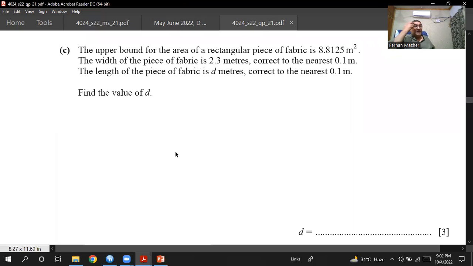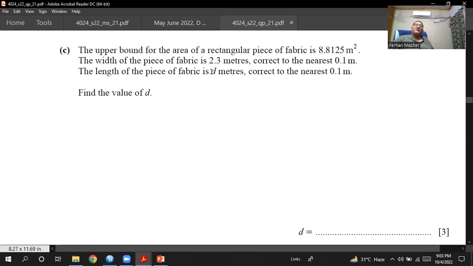Okay. He says the upper bound for the area of a rectangular piece of fabric is 8.8125 meters squared. The width of the piece of the fabric is 2.3 meter, correct to the nearest 0.1 meter. The length of the piece of fabric is d meters, correct to the nearest 0.1 meter. So find the value of d. Okay, so we can find the value of d.